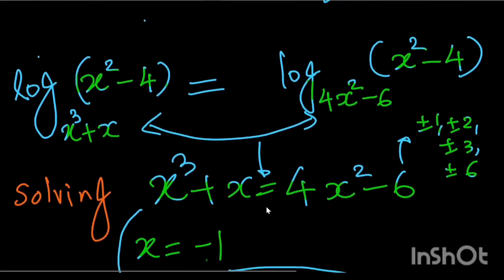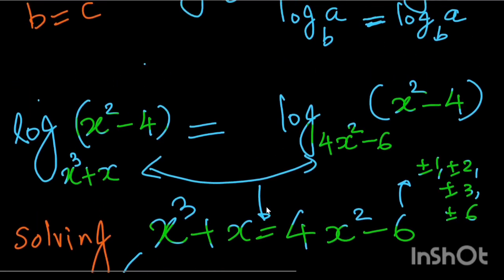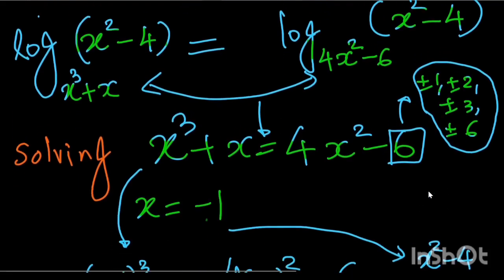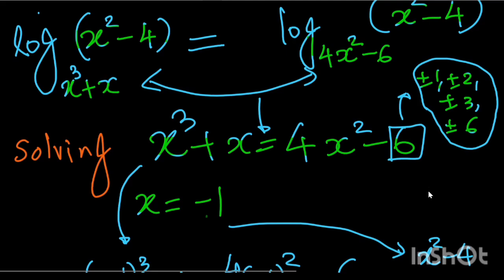And now since this is a cubic polynomial, we have to think of its roots. So guys, the factors of the constant term, which are plus minus 1, plus minus 2, plus minus 3, plus minus 6, that we need to put, because cubic polynomial roots are obtained by hit and trial mostly, always rather, if at all they have rational or integral roots.